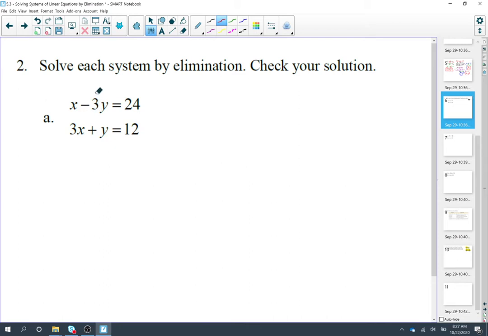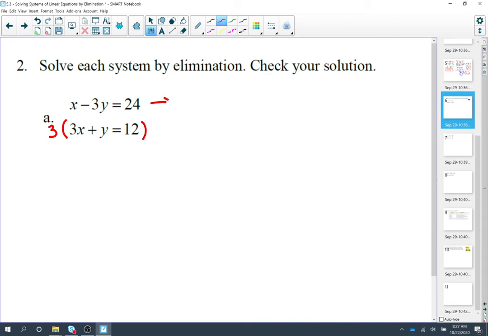If this is a -3, what can I multiply this by to get it to a +3? And the answer is 3. If I take 3 times y, I'll get 3y, which is the opposite of -3y. But if you're going to multiply this by 3, you have to multiply the entire equation. So I'm going to multiply this guy by a 3. I'm going to leave this guy alone.